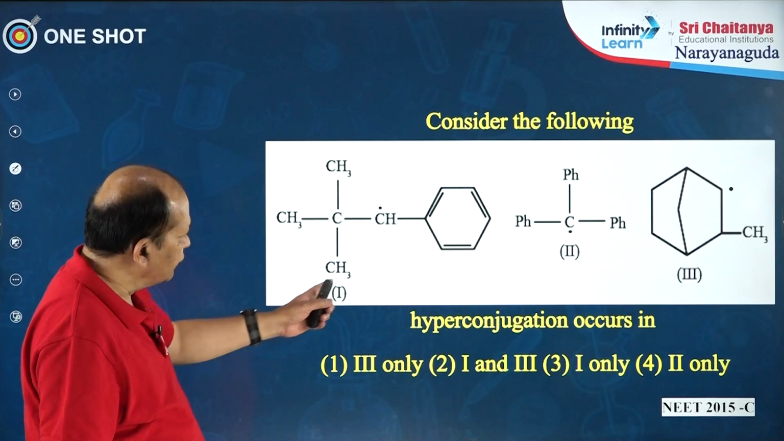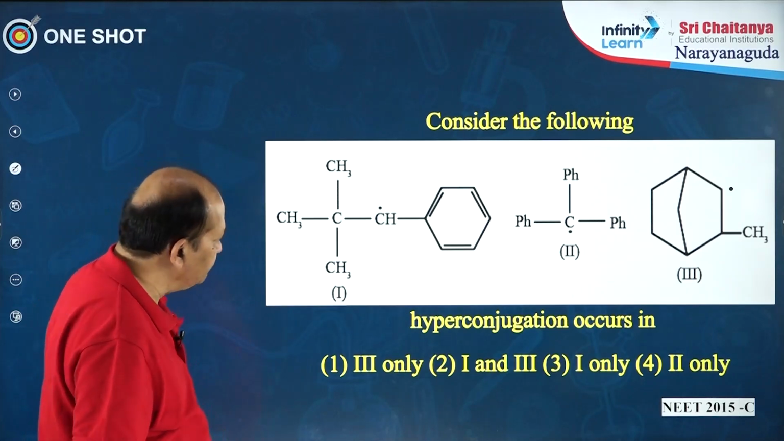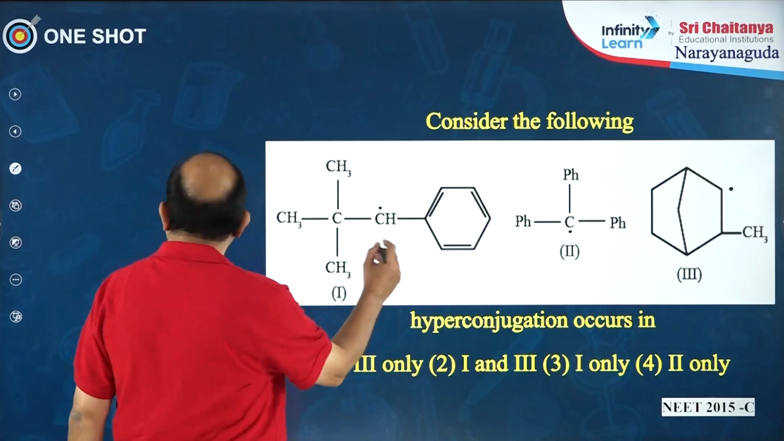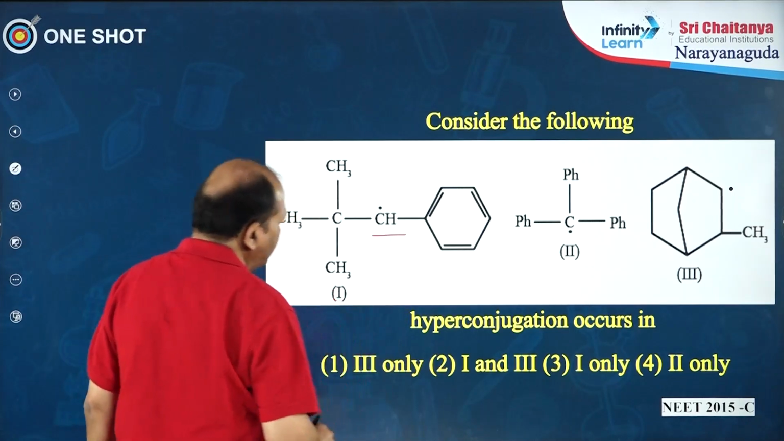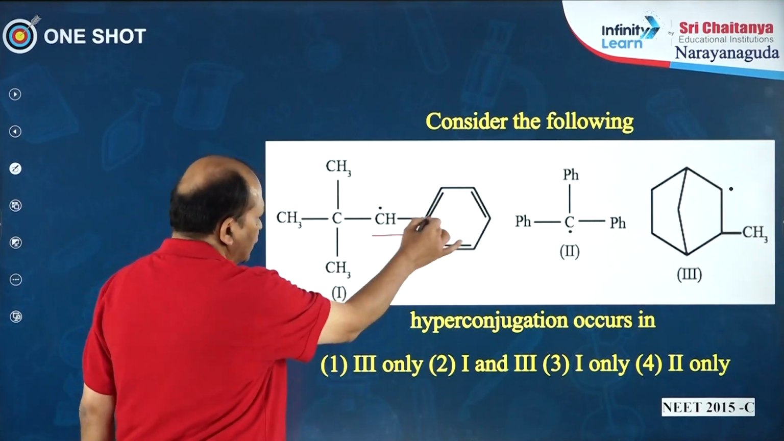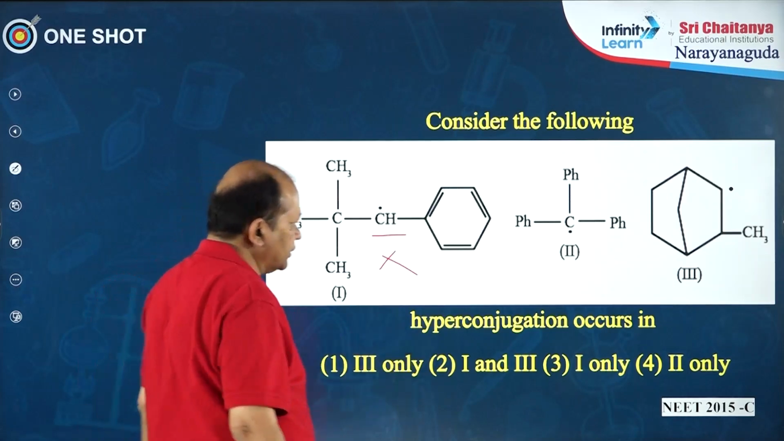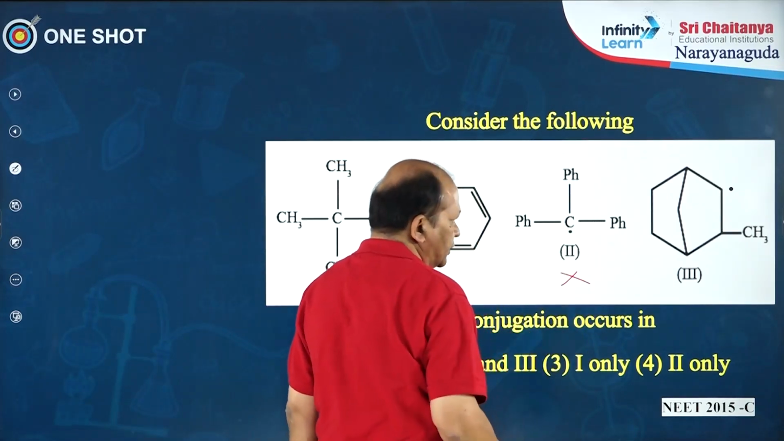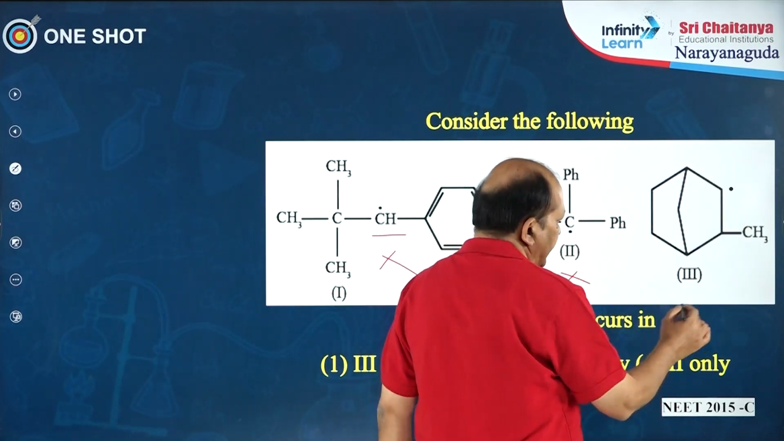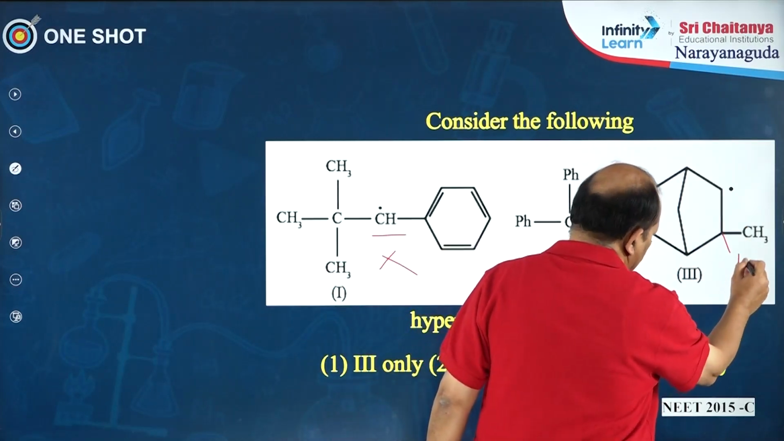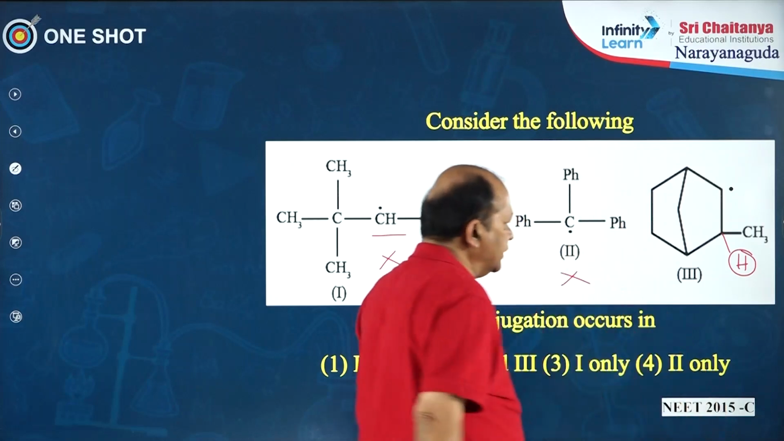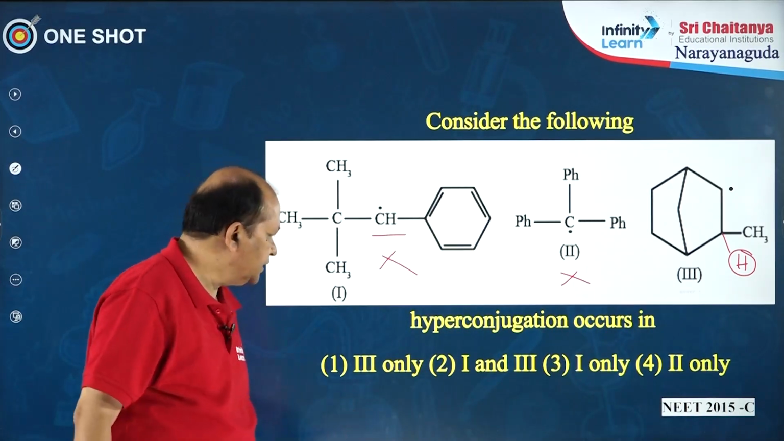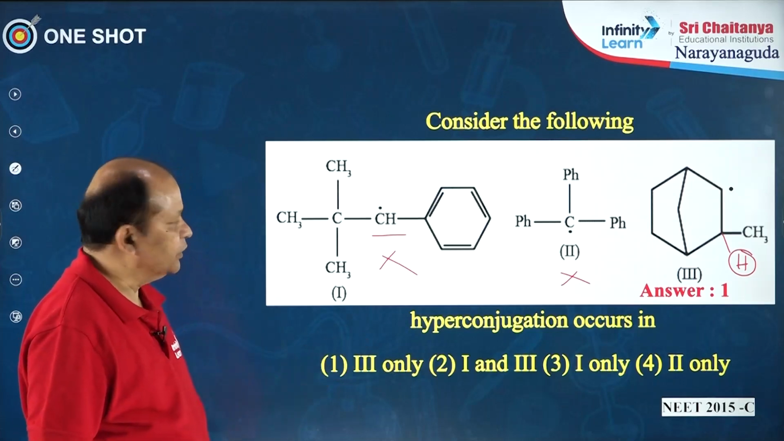Okay. Consider the following 3 free radicals he gave, in which of them hyperconjugation occurs. So, this is compound 1 or free radical 1, no alpha hydrogen, no hyperconjugation. Second also no alpha hydrogen, no hyperconjugation. In the third free radical, there is alpha hydrogen, therefore, hyperconjugation will occur. So, first option, in third compound there will be hyperconjugation.